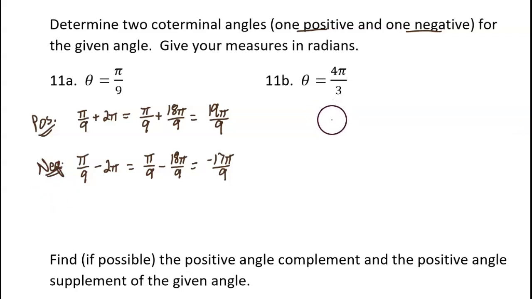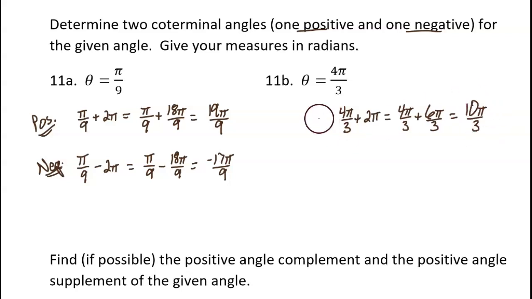Now, number 11b, we can do in the same way. If this is the angle given to us, and we want to find another angle that starts in the same position and terminates in the same position, we can add 2 pi to this number. But because this first one's a fraction, we need to have common denominators to help us add them. So let's think of this as 4 pi over 3 plus 6 pi over 3. Do you agree that the 6 over 3 is the same thing as the 2? Now that we have common denominators, we see that it is 10 pi over 3.